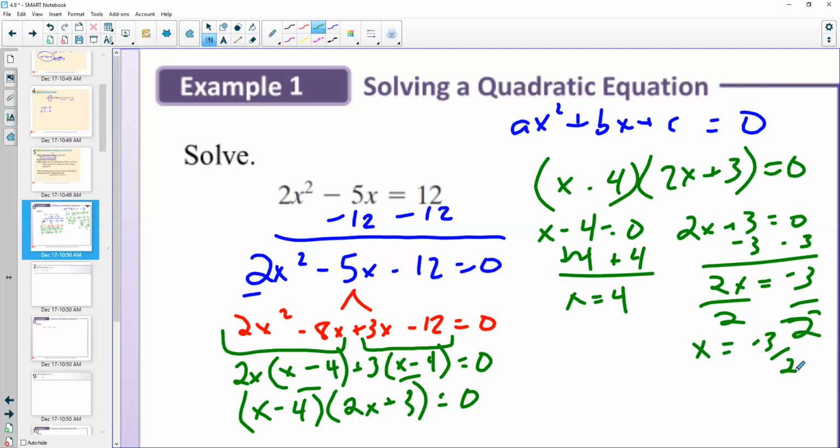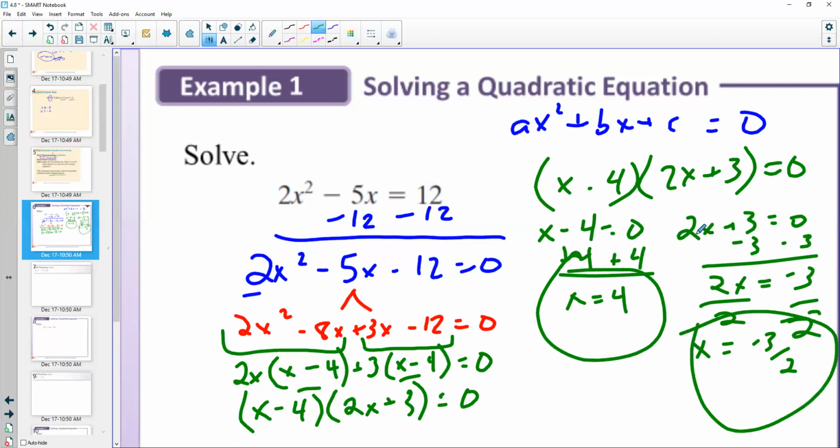So here's the thing. In this case, I have two answers, and I should in most quadratics. X is 4 or x is negative 3/2. You can go back now and check. What you are going to check, though, is this 4 and this negative 3/2 in this original equation. Go all the way back to the original. Put in 4 where you see x and see what happens.